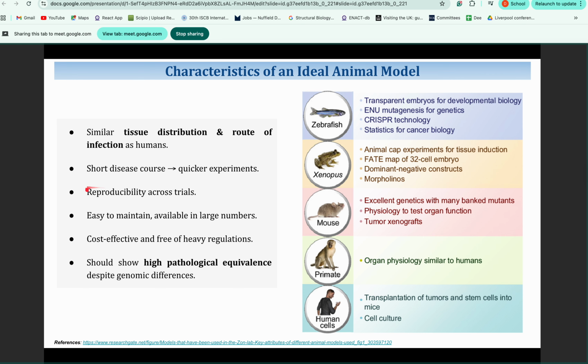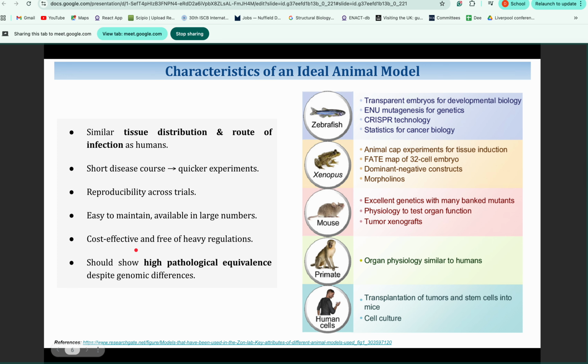Reproducibility across trials, so we will not select any organism which is non-reproducible or which dies off quickly. So how will we study the disease for a longer time period? So it should be reproducible and easy to maintain, available in large numbers. If the species is already limited, let's assume that I'm doing the research and I'm selecting a model which is an endangered species or which is on the verge of getting extinct, that is not a right choice of animal model. So it should be available in large numbers.